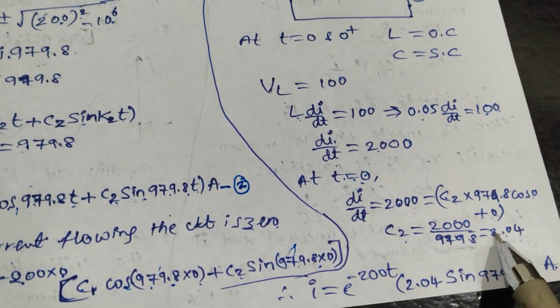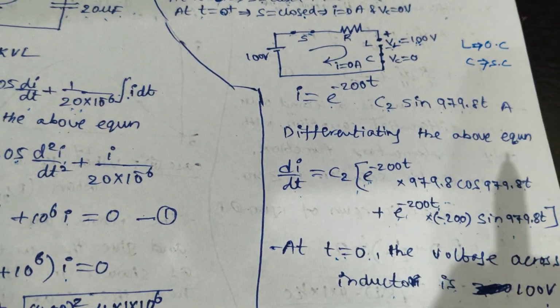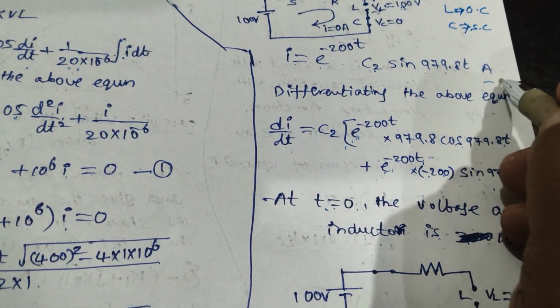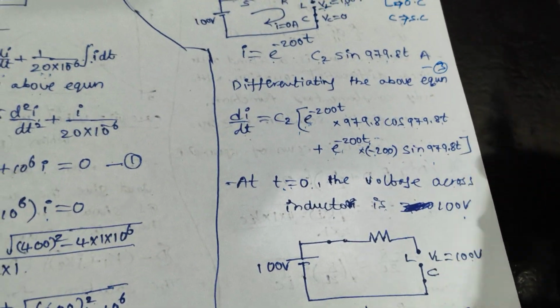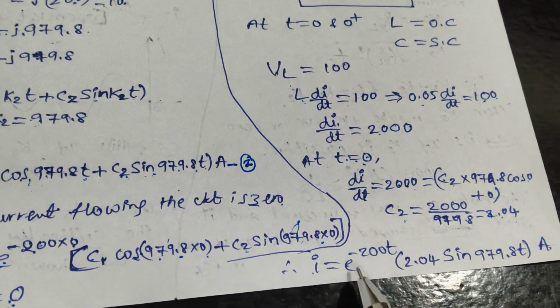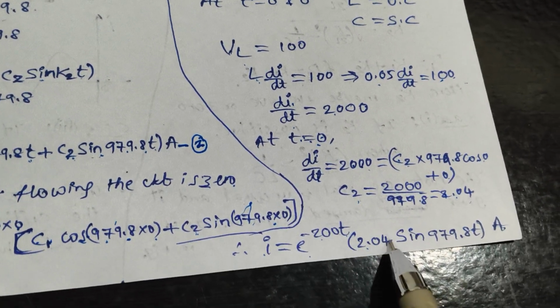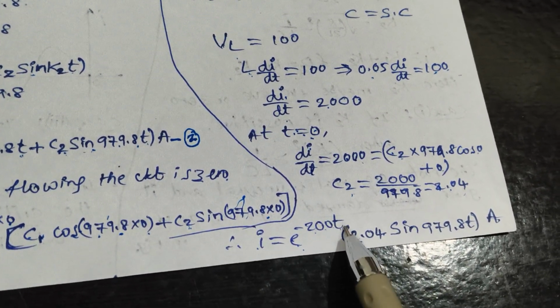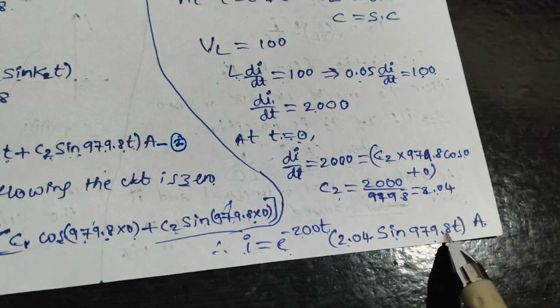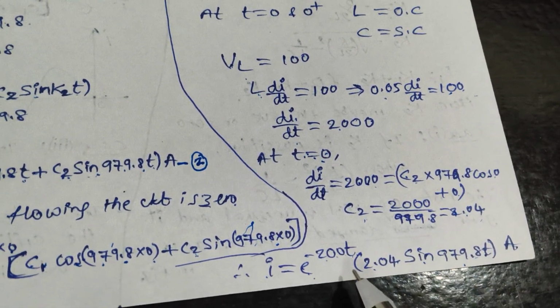If I substitute C2 in the third equation, you'll get the current solution as I is equal to 2.04 into e power minus 200 into t, sine 979.8 into t. This is the final solution of the current for the DC series circuit.